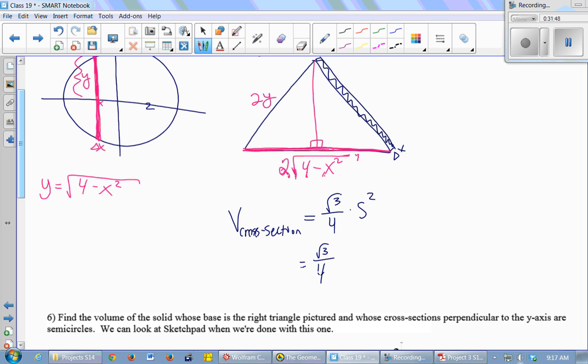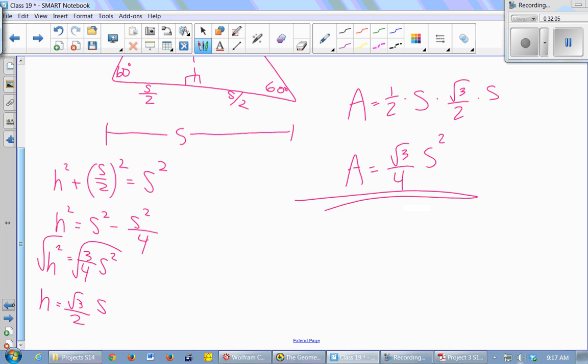My side lengths here are now 2 times radical 4 minus x squared. So when I square that, I get 4 times 4 minus x squared. There was a root 3 over 2. That was the height. And then when I plugged it into the area formula, I had a 1/2 times a root 3 over 2, 1/2 base times height. So that made it root 3 over 4.